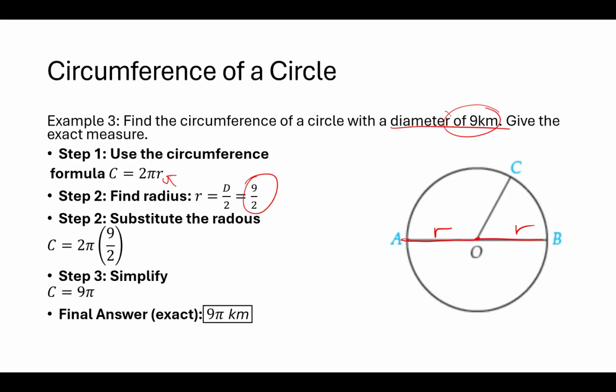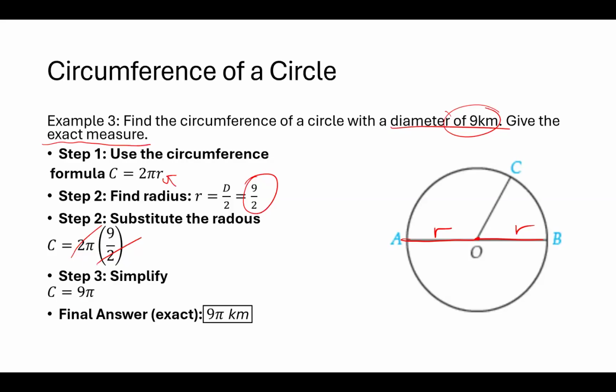I substitute that into the formula. So it's 2 times pi times 9 over 2. These two multiplying cancels with that 2 dividing. And the only two numbers that multiply are pi and 9. So my circumference is 9 pi.